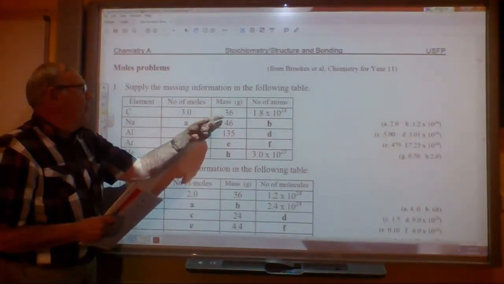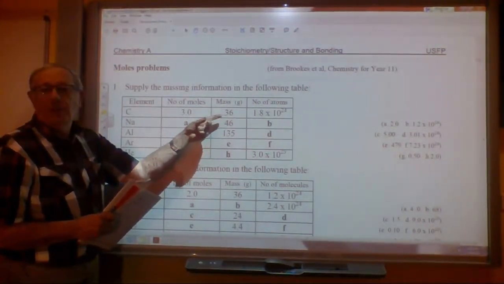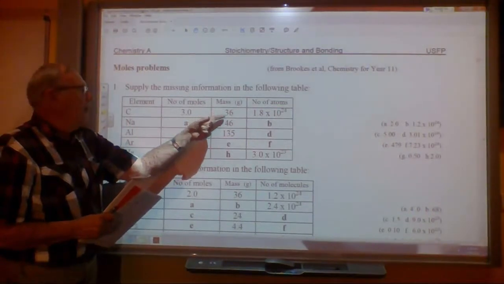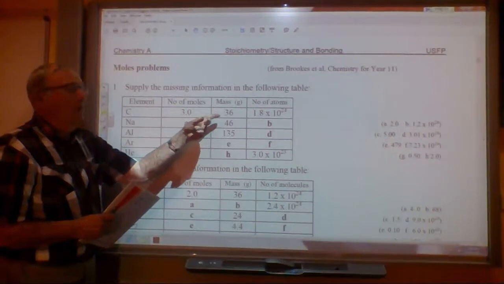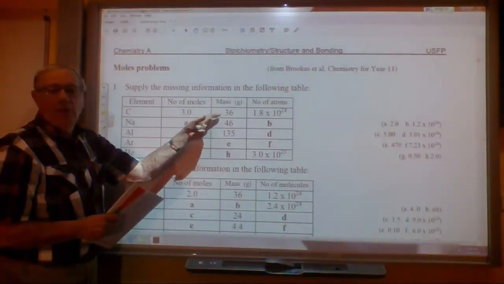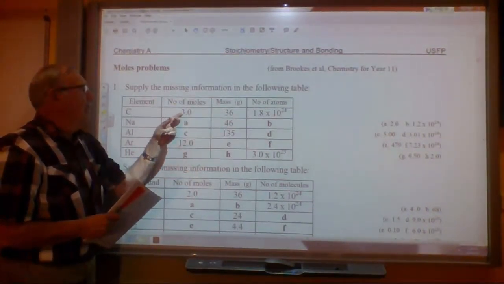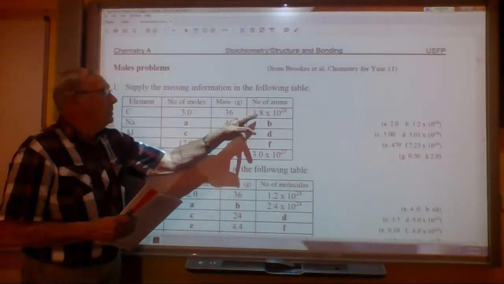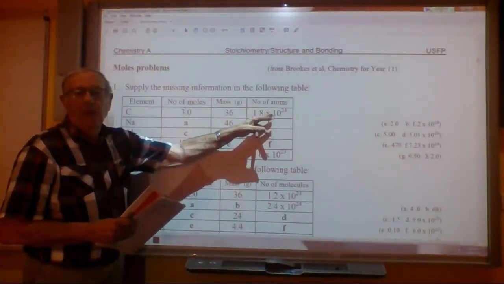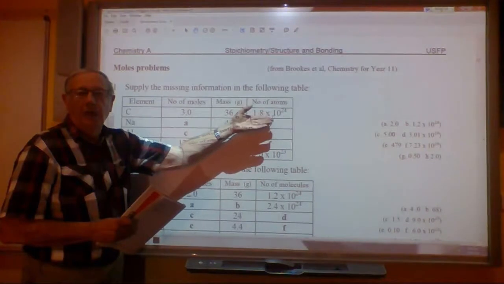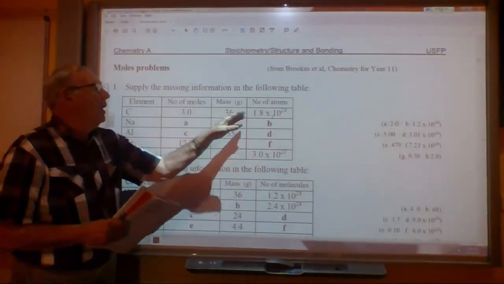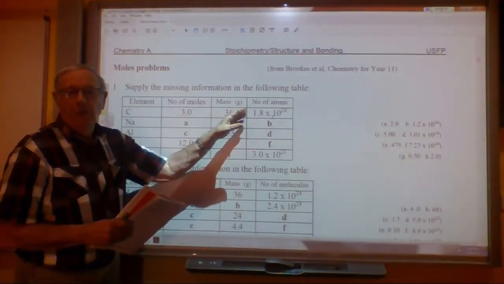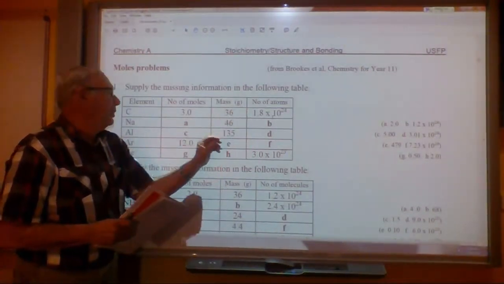So we've got a mass of 36 grams of carbon. How do we find out that there are 3 moles of carbon? Well, we divide through by the molar mass. Here we've got the number of atoms, 1.8 by 10 to the power of 24. How did we get that? Well, we got that by multiplying the number of moles by 6.022 by 10 to the 23.